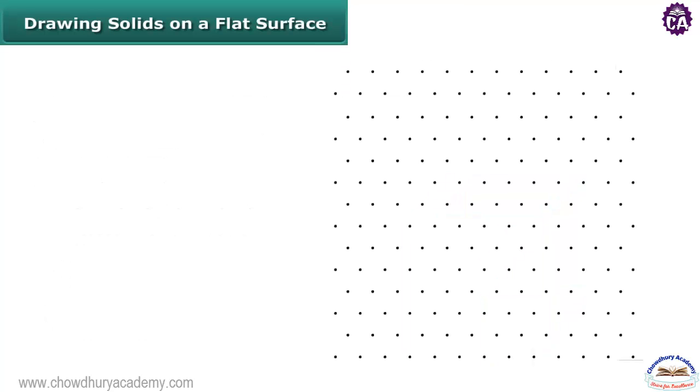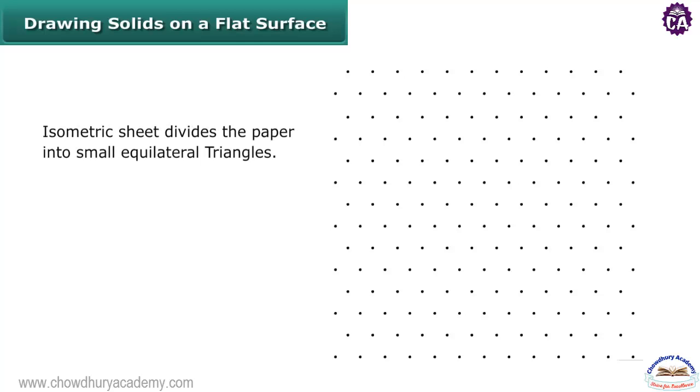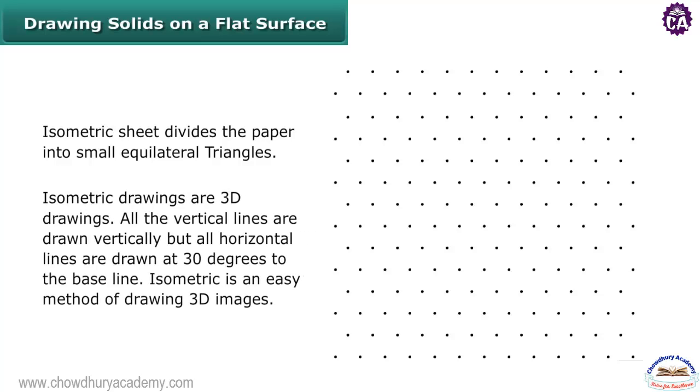Let's learn about isometric sketches. Isometric sheet divides the paper into small equilateral triangles. Isometric drawings are 3D drawings. All the vertical lines are drawn vertically, but all horizontal lines are drawn at 30 degrees to the baseline. Isometric is an easy method of drawing 3D images.